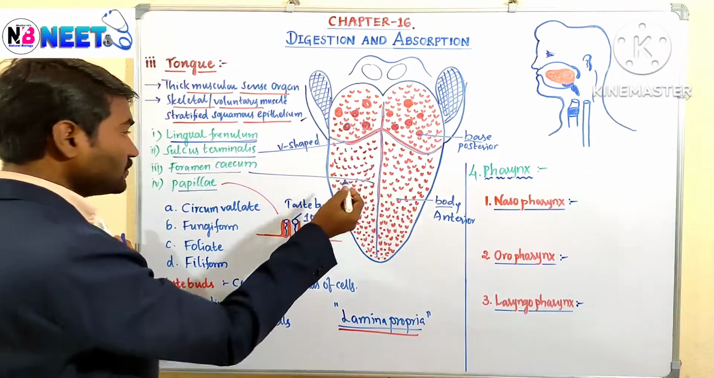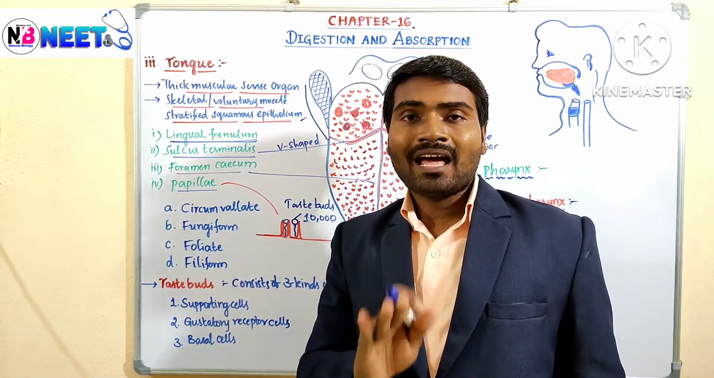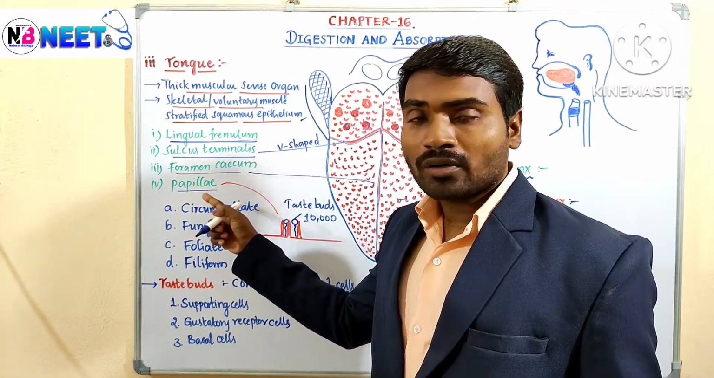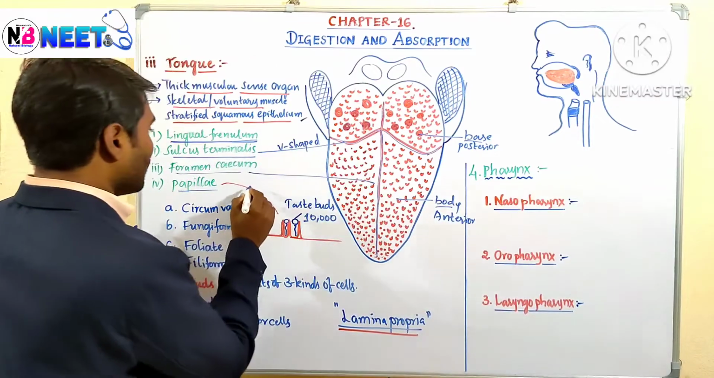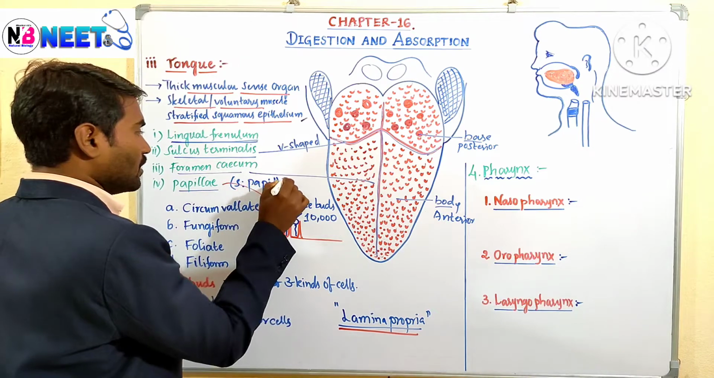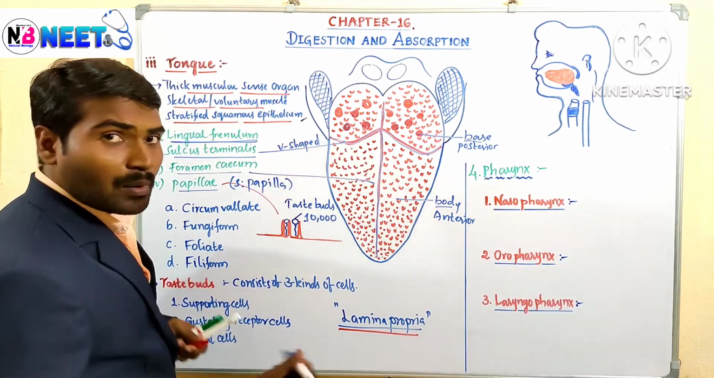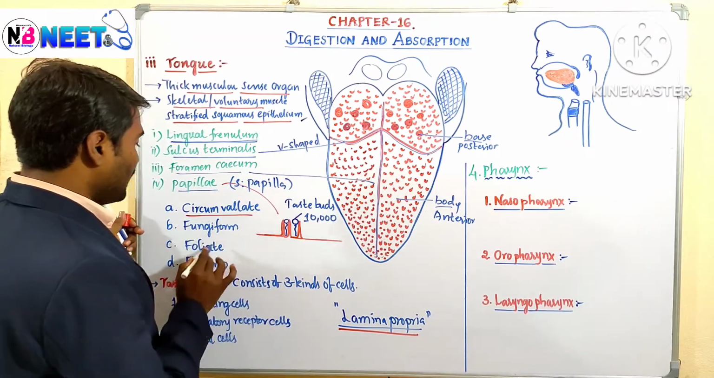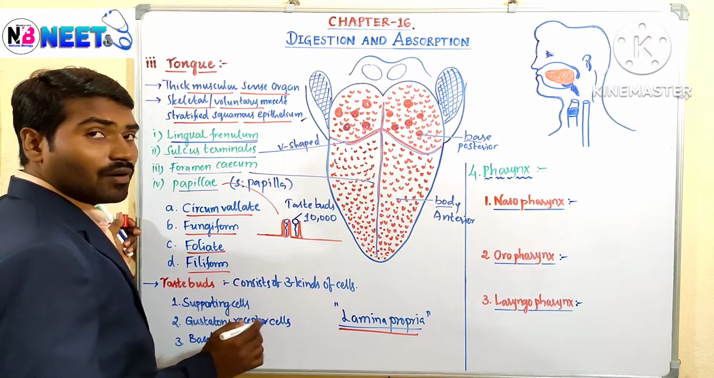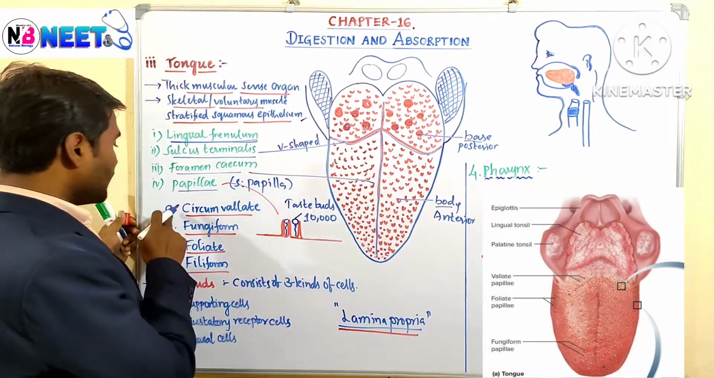Clear? Now, these papillae: papilla is the singular form and papillae is the plural form. There are four types present. We can use the terms circumvallate papillae, fungiform papillae, foliate papillae, and filiform papillae. We can see where these are located. First one, A.